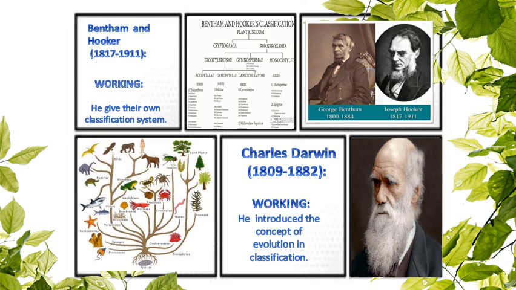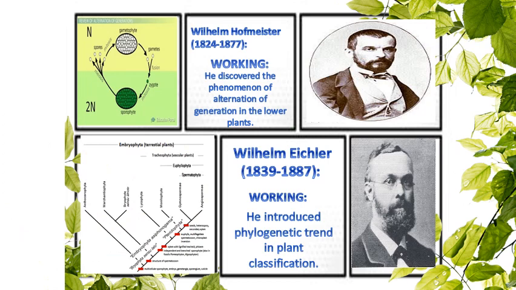basically classified the plant kingdom, which comprises about 97,000 species of flowering and seeded plants, and placed these flowering plants in one division, Spermatophyta. This division is divided into two subdivisions: one is angiosperm, the other one is gymnosperm. Similarly, the next scientist is Charles Darwin. He introduced the concept of evolution in classification.